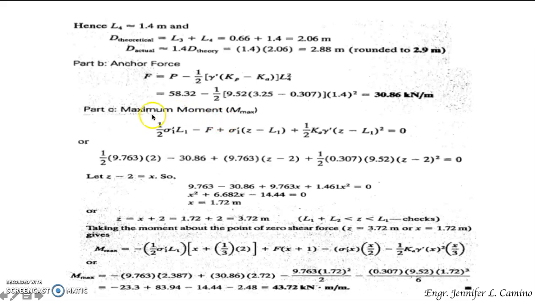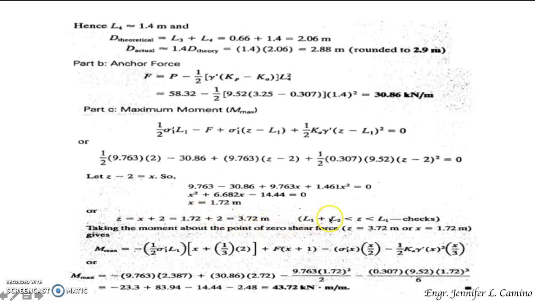And for the maximum moment, using this equation, we try to simplify it so that we can compute the maximum moment. We first have to compute for our Z. For this equation, if we try to simplify, we can have Z minus 2 equal to X. If you substitute Z minus 2 equal to X and simplify, X is 1.72 meters. Based on our assumption that we let Z minus 2 equal to X, you simply substitute this value so that we can have the value for Z, which is 3.72 meters.